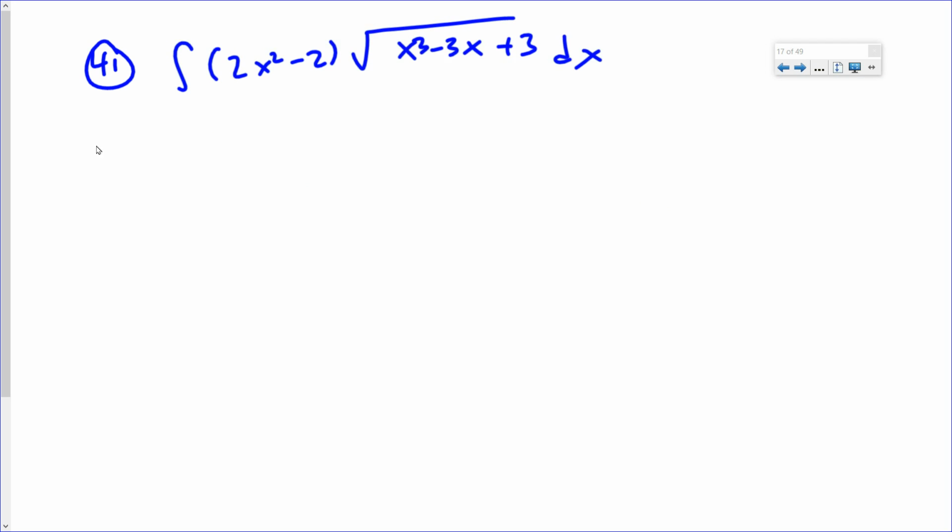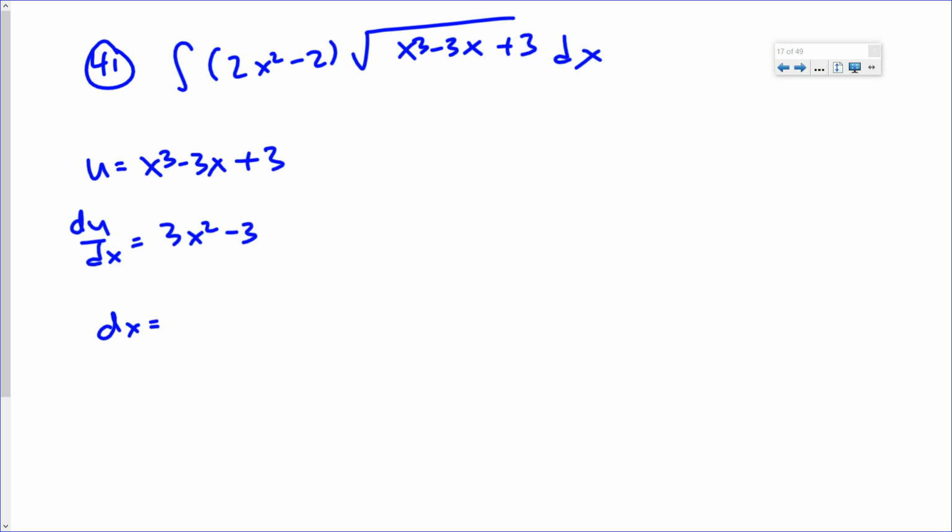So 41 is going to be the integral of 2x squared minus 2, the integral of the square root of that. Okay, so what's your u equal to, guys? Okay, what do you do next? Take the derivative. And what do you do next? Solve for dx. What two things did I replace, guys? My dx and my u. So here's my dx. Here's my u.